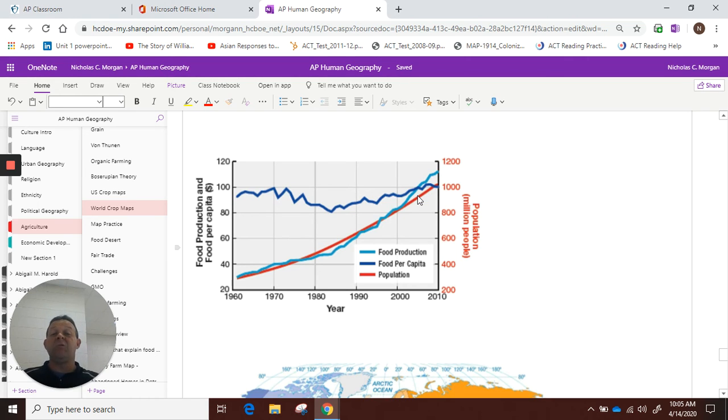Now, the neo-Malthusians would say, not so fast. You've only done it to this point, and you're basically causing major problems with the way you're farming today. You're killing the soil, you're contaminating, you're polluting, the carbon emissions. You're not going to be able to keep it up. It's not sustainable. And they would say there's still going to be problems.